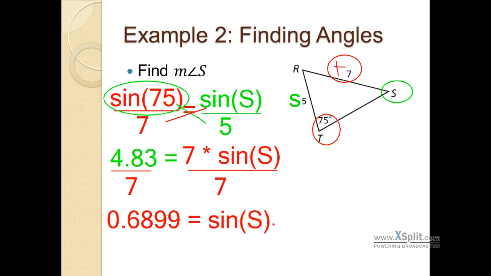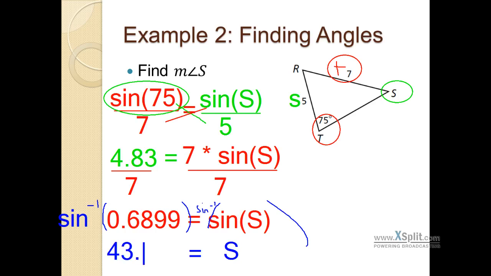If you remember back from section 8.3, we can do some inverse trig. If you're not familiar with inverse trig, check back to section 8.3. We can do sine inverse. That's the sine with a -1 attached on both sides. On the one side, that's going to leave us with just the measure of angle S. And on the other side, I can go ahead and do the sine inverse of that decimal on the calculator, and that gives me 43.6 degrees.